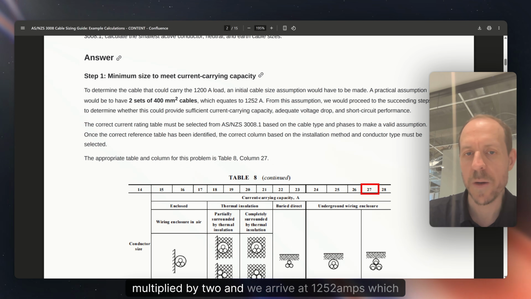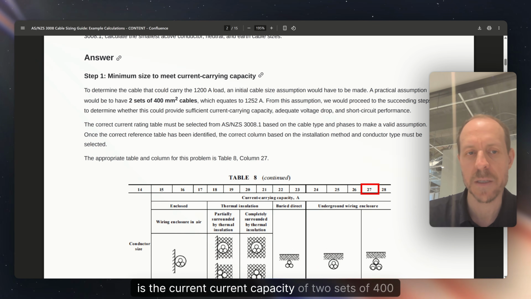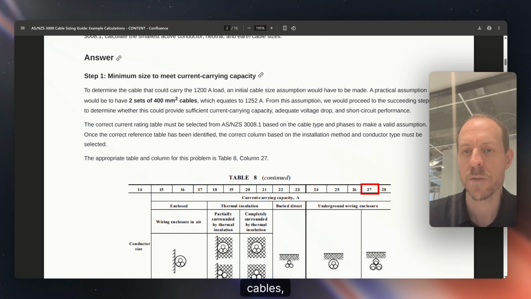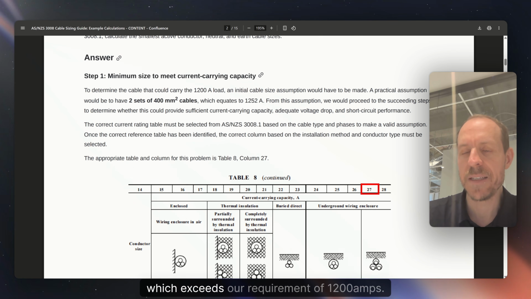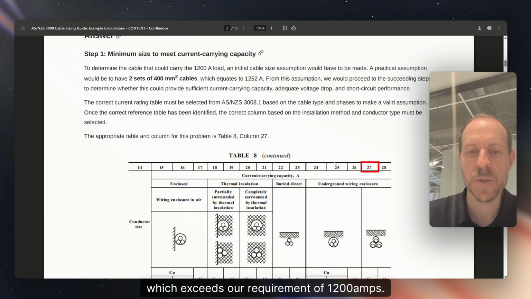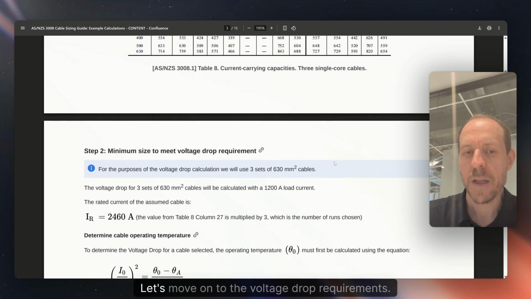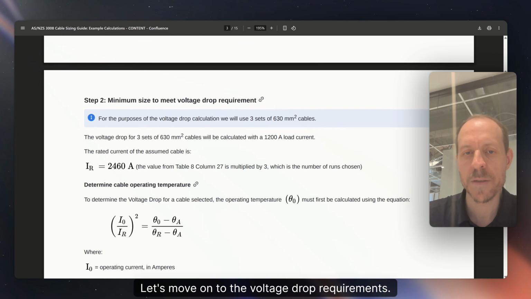Multiply by 2, and we arrive at 1252 amps, which is the current capacity of 2 sets of 400 millimeters squared cables, which exceeds our requirement of 1200 amps. So that meets current capacity. Let's move on to the voltage drop requirements.